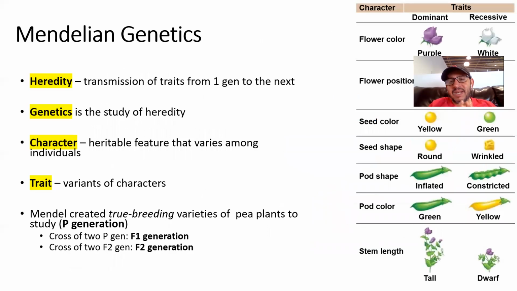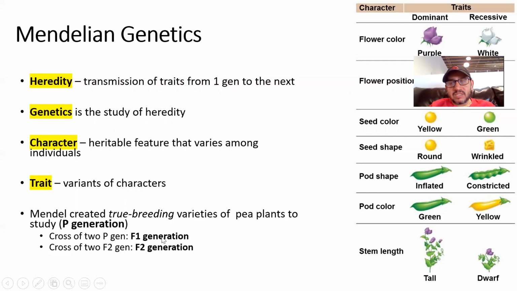So when we look at Mendelian genetics, that's just everything that was discovered by Mendel, basically there are four main concepts. The fact that there is heredity, and that's the transmission of traits from one generation to the next. The fact that he's able to recognize and name the study of heredity as the field of genetics. He is also able to determine that there is what's known as character, and those are basically the heritable features that vary among the different individuals, and that there are also the different traits. So those are the variants of the characters.